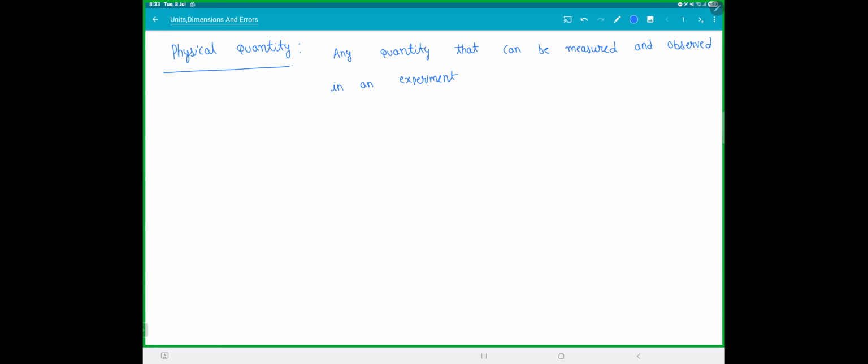Right. So now these physical quantities, if you remember in vectors, we classified them as scalars, vectors, and tensors. Now these things can also be classified in another way. They can be classified into fundamental quantities and derived quantities. The first thing is fundamental quantities. That means everything in nature that you're studying, you can simply classify in terms of only these quantities.